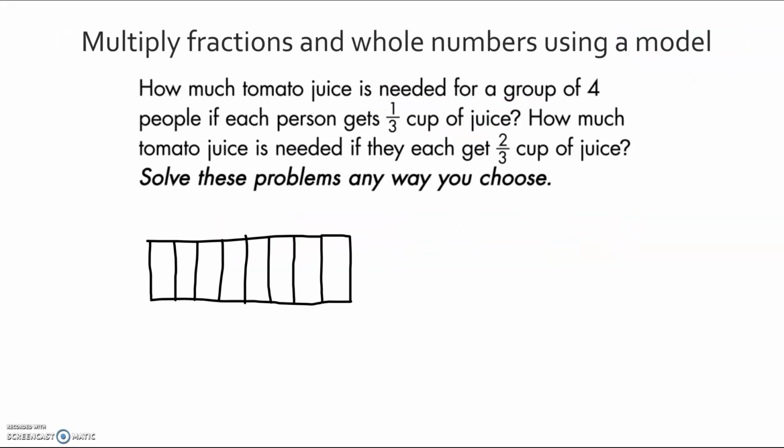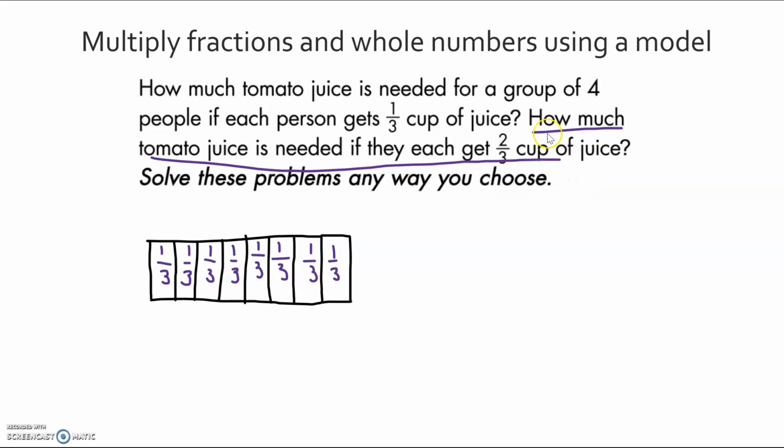So let's look at the second part of the problem. How much tomato juice is needed if they each get 2/3 cups of juice? So this time they're each getting 2/3. So this person's going to get 1/3 and then 1/3 again. So that's 2/3. And the next person is going to get 1/3 and another 1/3, which is another 2/3. Then this person is going to get 1/3 and another 1/3. That's another 2/3. And then the last person is going to get 1/3 and another 1/3. So now this person has 2/3, this person has 2/3, this person has 2/3, and this person has 2/3.